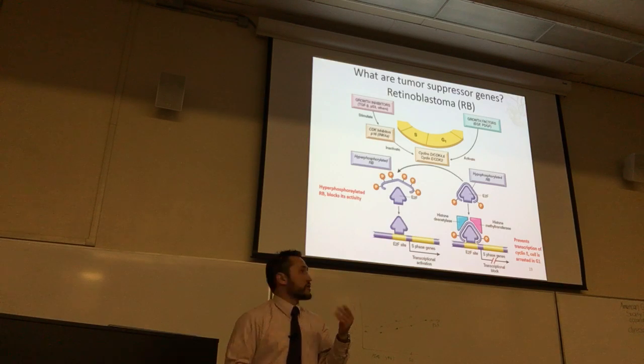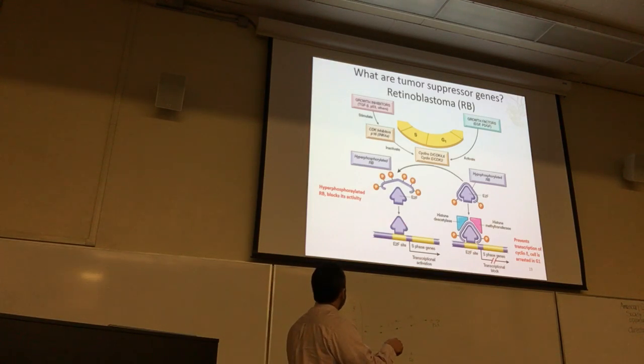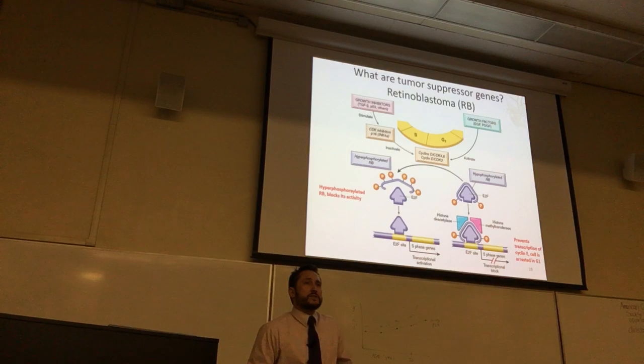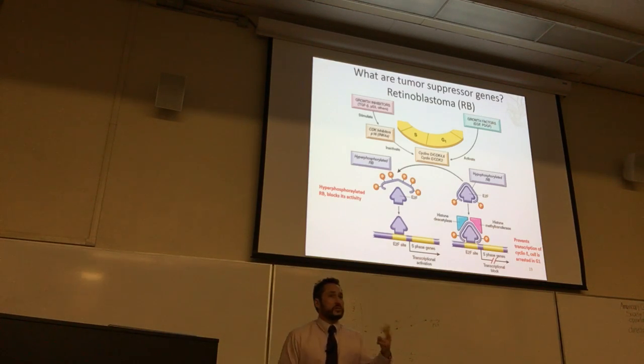And when there's a mutation, it's stuck in this hyperphosphorylated state. And it never sits down on E2F, it never blocks transcription, because you never get this histone deacetylase and methyltransferase complex joining E2F and the retinoblastoma to block transcription. Okay? So these are two that you're going to be responsible for on the exam. But there's a whole family of more.